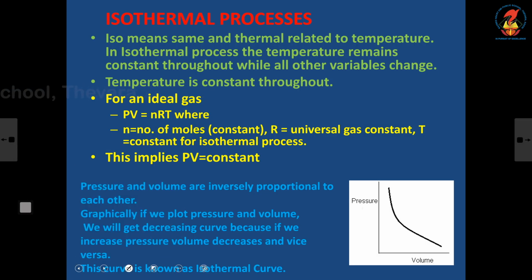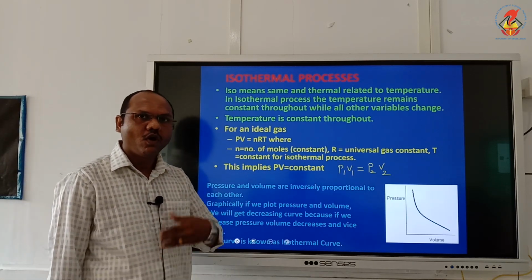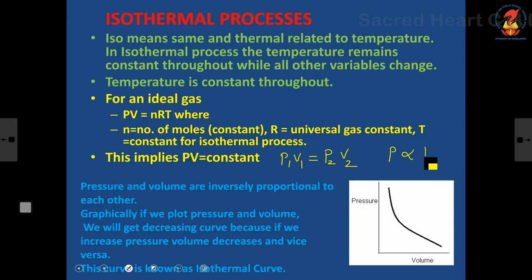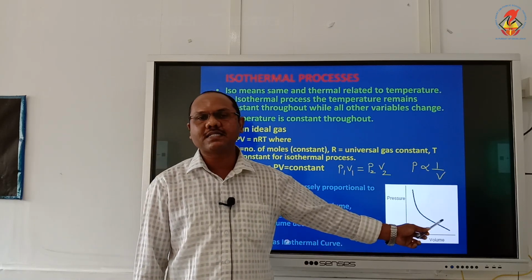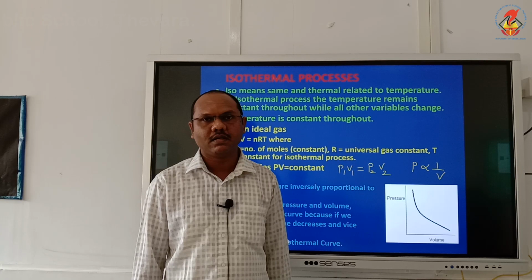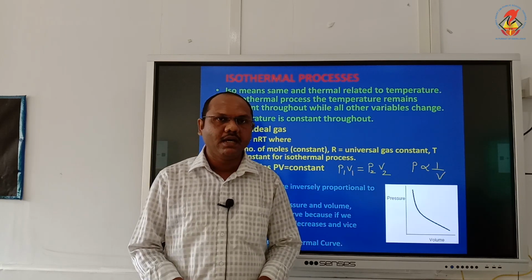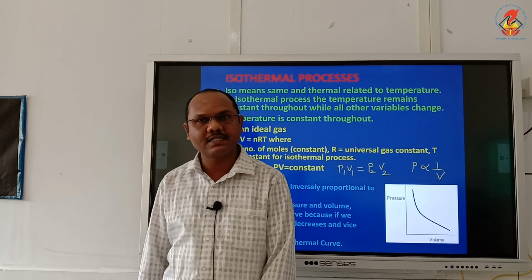So, for an isothermal process, PV is equal to constant, or I can write P1 V1 is equal to P2 V2, or I will write P proportional to 1/V. That means pressure is inversely proportional to volume for an isothermal process. So, if I draw the graph between pressure and volume, when volume increases, pressure decreases, and vice versa. That is why the graph is a curved line like this.